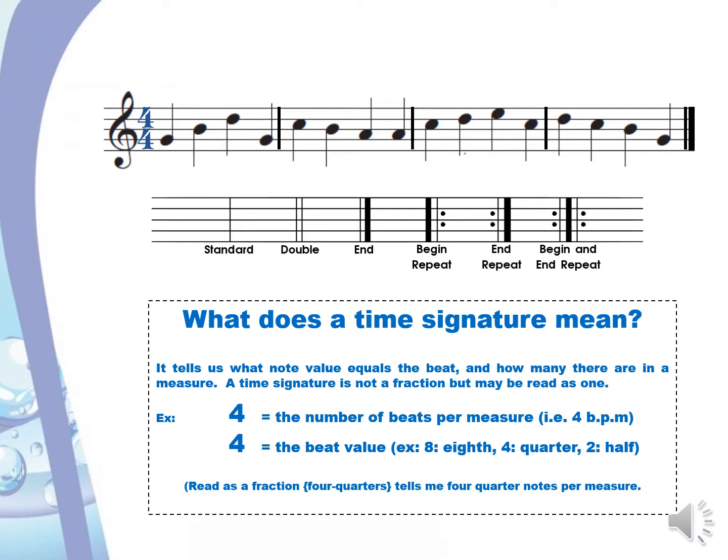What does a time signature mean? Well, those two numbers tell us two very important things. The top number tells me how many beats there will be in a measure. The bottom number is telling me what kind of note gets the beat value. While these two numbers may look like a fraction, please don't treat it like one and simplify it. Those two numbers need to stay as written.